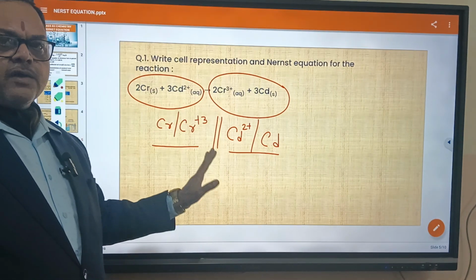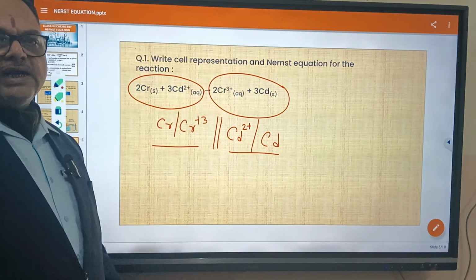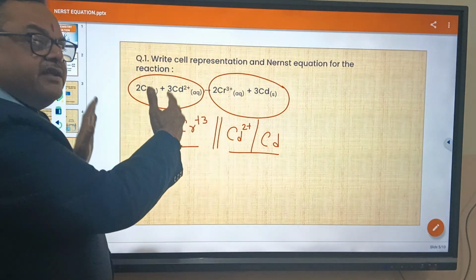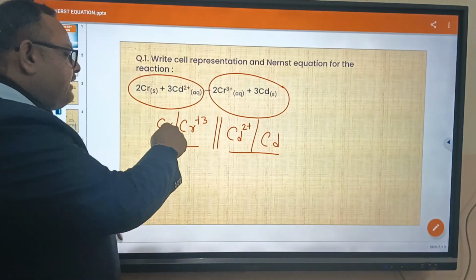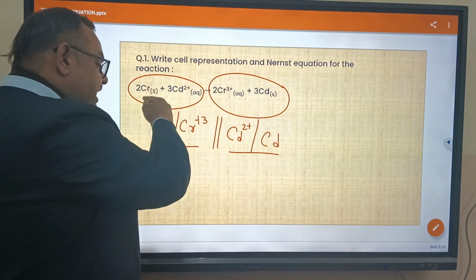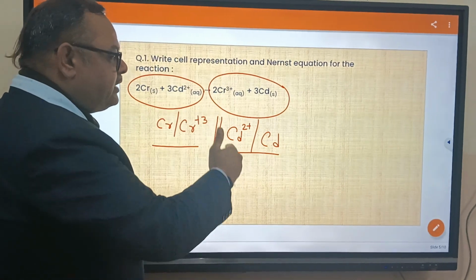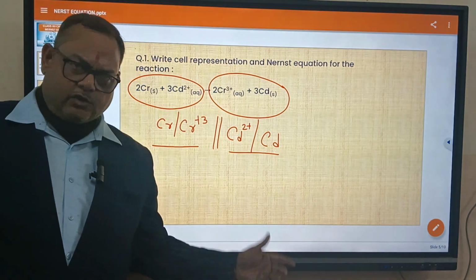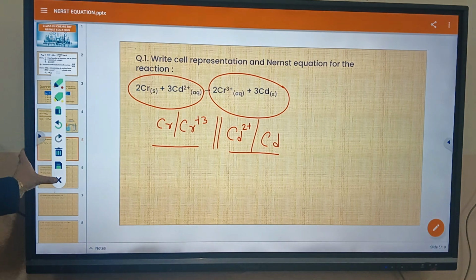This is done. Many times children know everything but they fail to identify which should be written first, which should be written second. So first be careful. You have to write the oxidation reaction first, then the salt bridge followed by the reduction half cell. I hope this is clear children. Moving on to the next question.